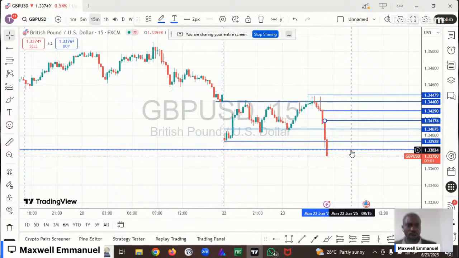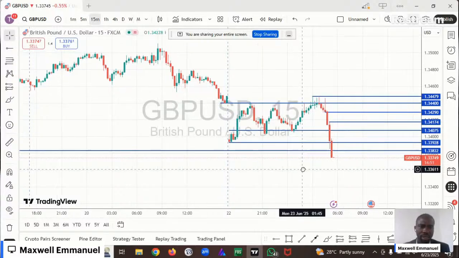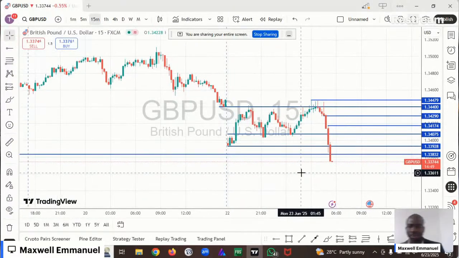I hope that is clear for GBPUSD. GBPUSD is bearish at the moment.